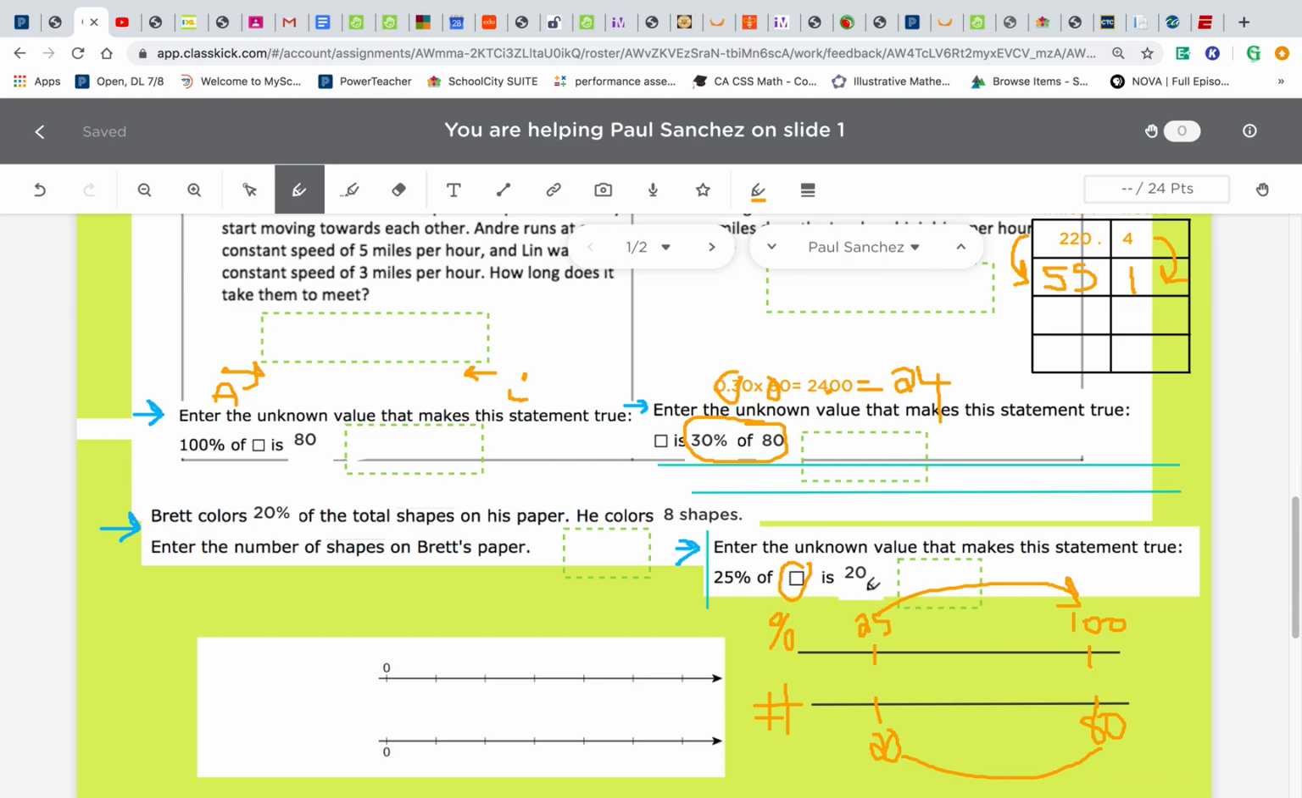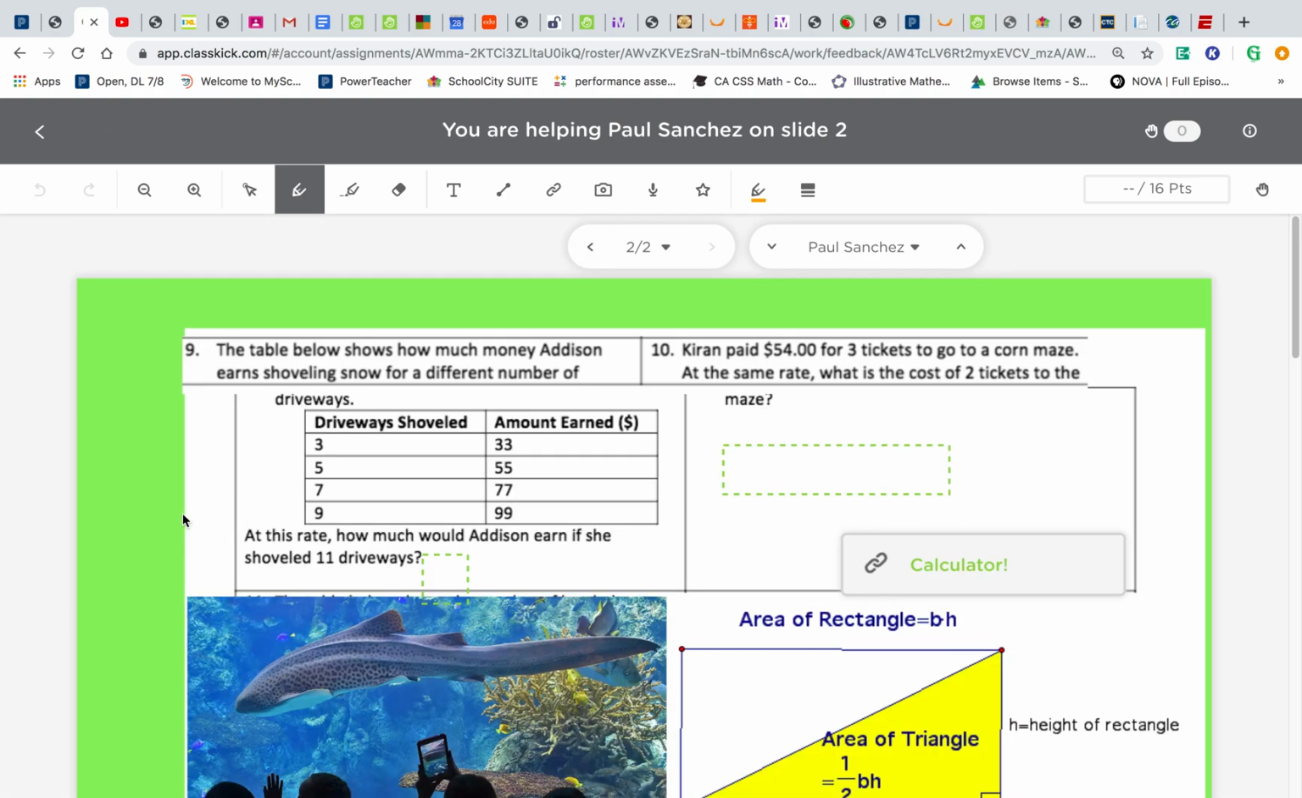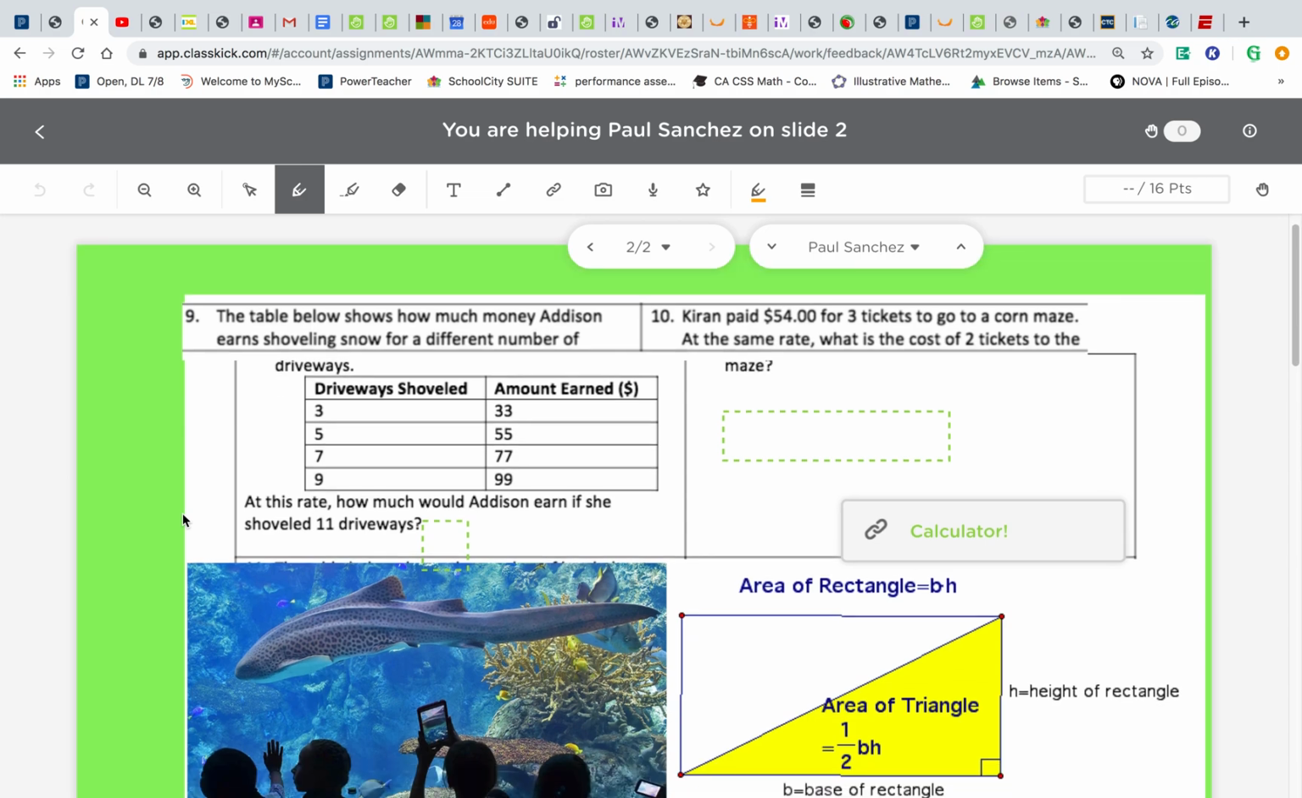All right, thank you, Mr. Sanchez. All right, let's look at slide 2, or page 2. All right, number 9 says the table below shows how much money Addison earned shoveling snow for a different number of driveways. Okay, so we look here, we can see driveway shoveled, amount earned. Okay, at this rate, how much would Addison earn if she shoveled 11 driveways?